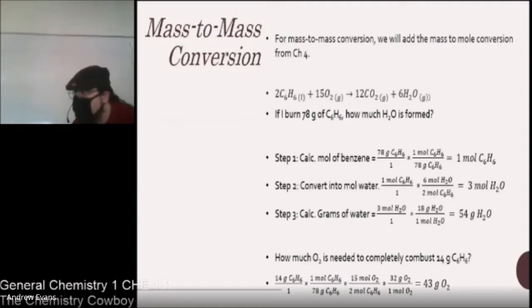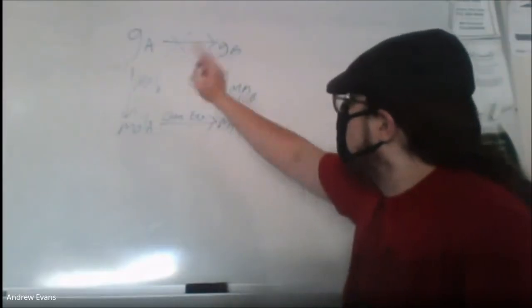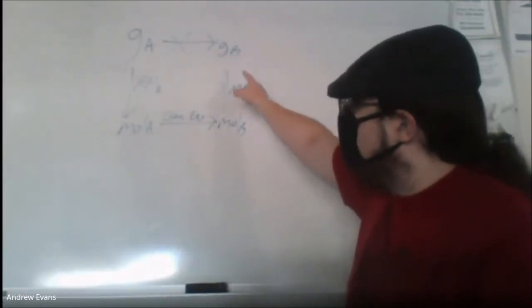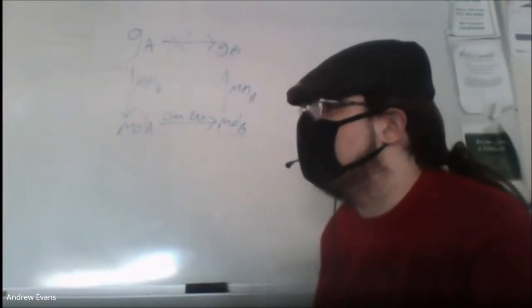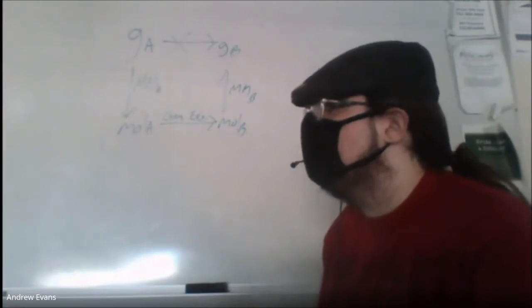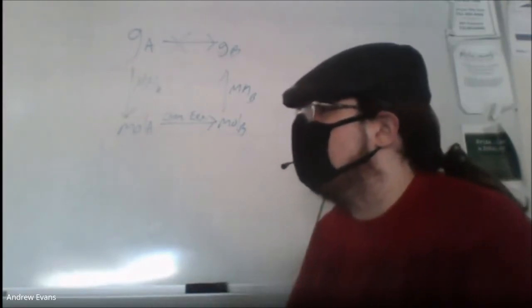Every day I'm in the lab and I'm weighing stuff out for a reaction, I'm going to have to do this simple math. It's not super hard, but it is something we have to keep in mind. I want to turn grams of A to grams of B. Unfortunately, because each atom weighs different masses, we can't go directly there.